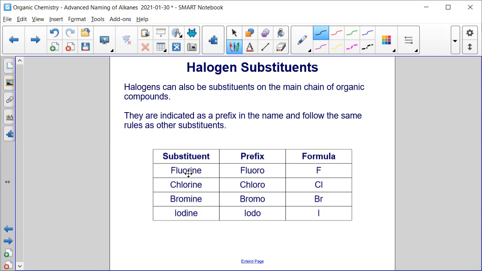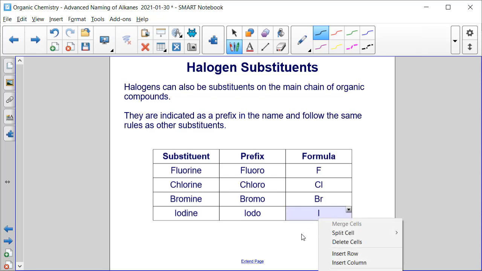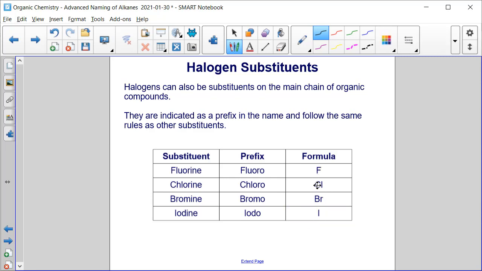So a fluorine would be fluoro, chlorine substituent would be chloro, bromine substituent would be bromo, and iodine substituent would be iodo. And they have the formulas that you would expect from their element symbols: F, Cl, this is an L, Br, and this is a capital I.